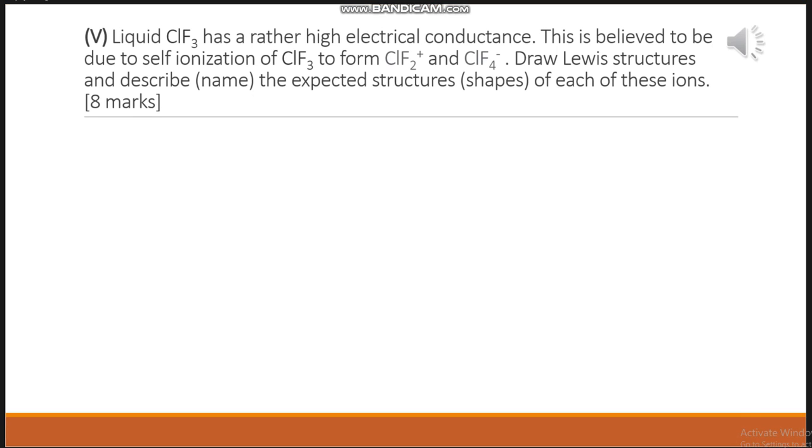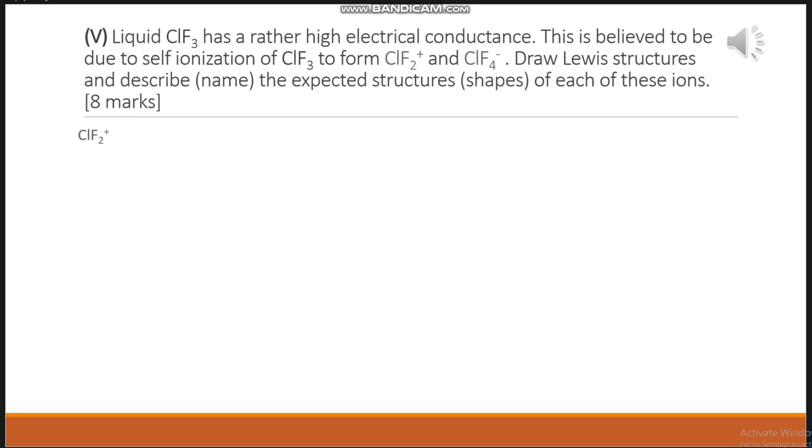Part 5 is the largest part of the question at 8 marks. It tells us that liquid ClF3 has a rather high electrical conductance. This is believed to be due to self-ionization of ClF3 to form ClF2+ and ClF4-. It asks that we draw Lewis structures and then name the expected structures of each of these ions.